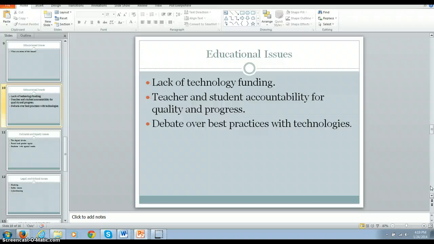Then there's also debate over best practice with technology or technologies. These days, because there's so much out there, it's confusing even to the teachers to say what are the best practices. So this classroom will help us to see what are the best practices with technologies that we can actually employ in our future classrooms.